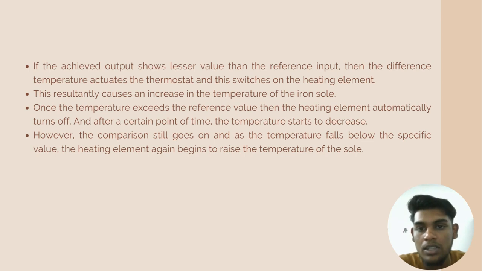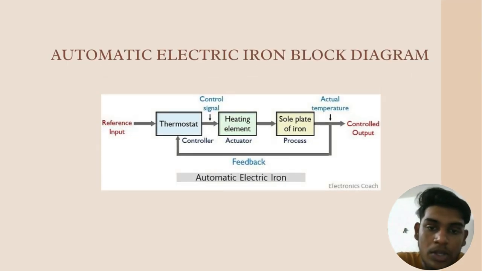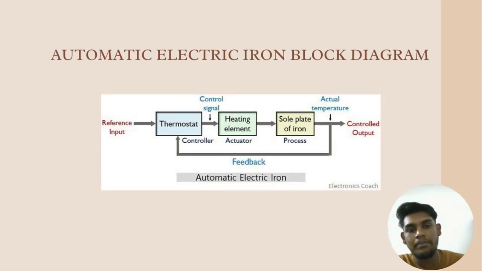This consequently causes an increase in the temperature of the iron sole. Once the temperature exceeds the reference value, the heating element automatically turns off. And after a certain point of time, the temperature starts to decrease. As the temperature falls below the specific value, the heating element again begins to raise the temperature of the sole. So this is the automatic electric iron block diagram.